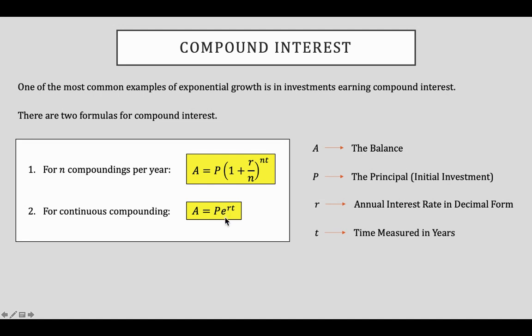E, this is our natural number E, which we talked about earlier in the chapter. And R is our interest rate. Again, make sure you plug in R in decimal form. And T is the time measured in years.